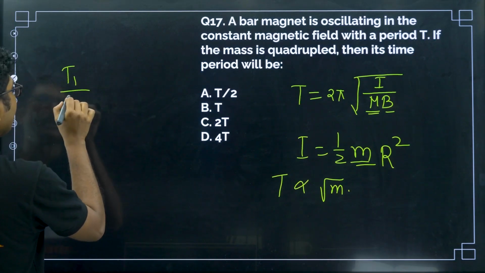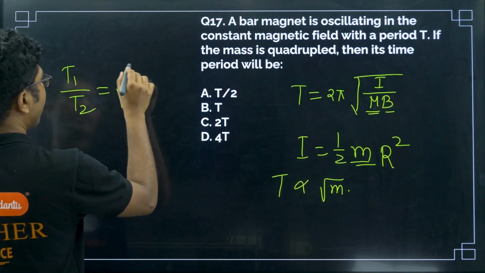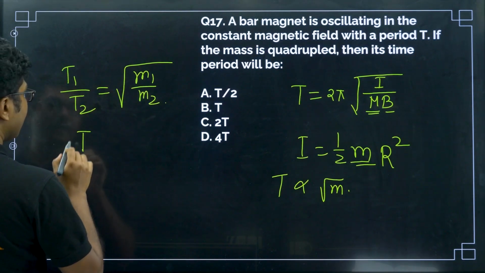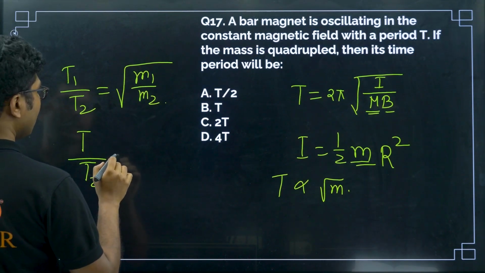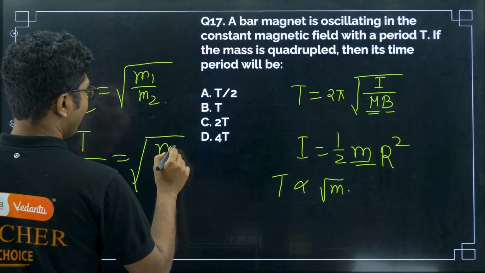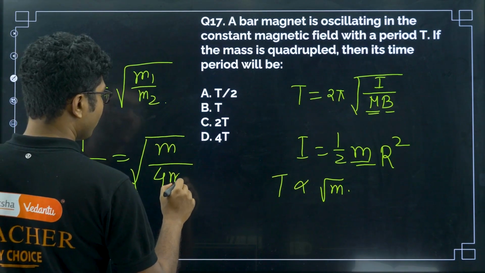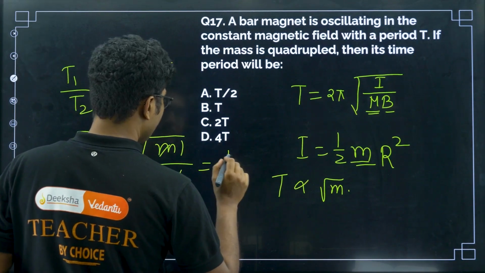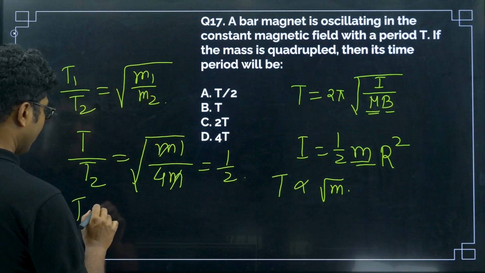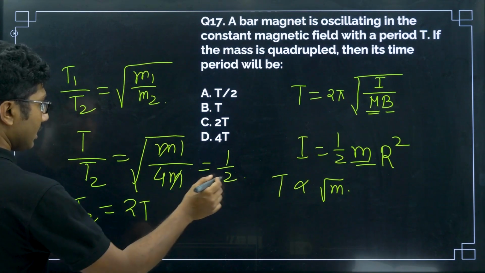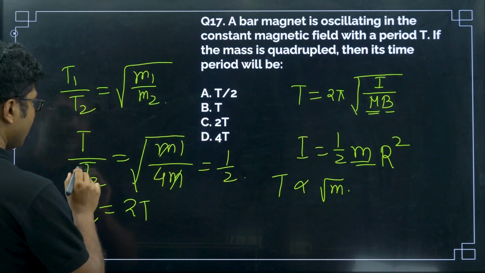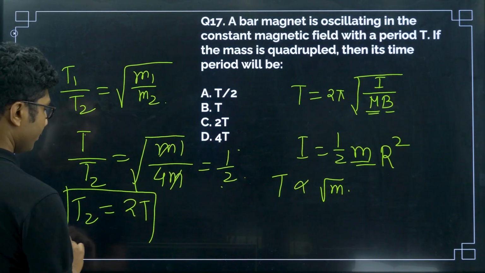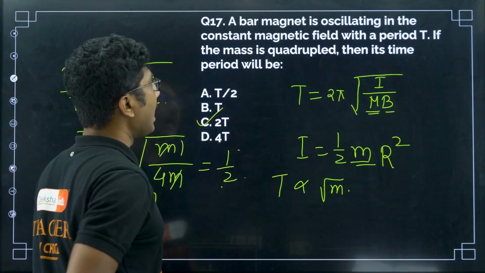So T1 by T2 is equal to square root of M1 by M2. Now T1 is given as T, T2 say T2 only, M1 is M, and it is quadrupled. Quadruple means 4 times. So it will be 1 by 4. So square root of 1 by 4 is half. So T2 will be 2T. Cross multiply, so T times 1, T2 times 1 by 2. So T2 is 2T. So 2T is the answer.